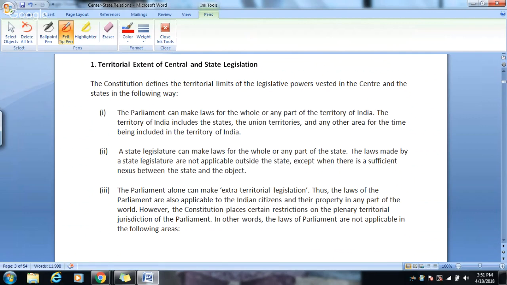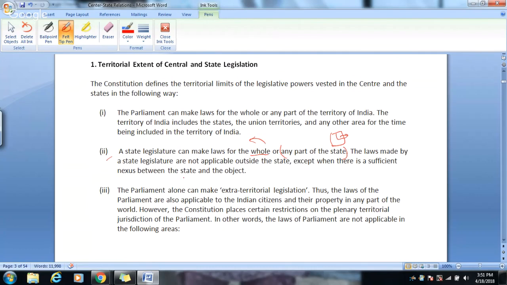Then, a state legislature can make laws for the whole of their state or any part of the state. The laws made by a state legislature are not applicable outside the state, except when there is a sufficient nexus between the state and the object. So the laws made by the state legislature are not applicable outside the state. This is clearly stated in the second point.